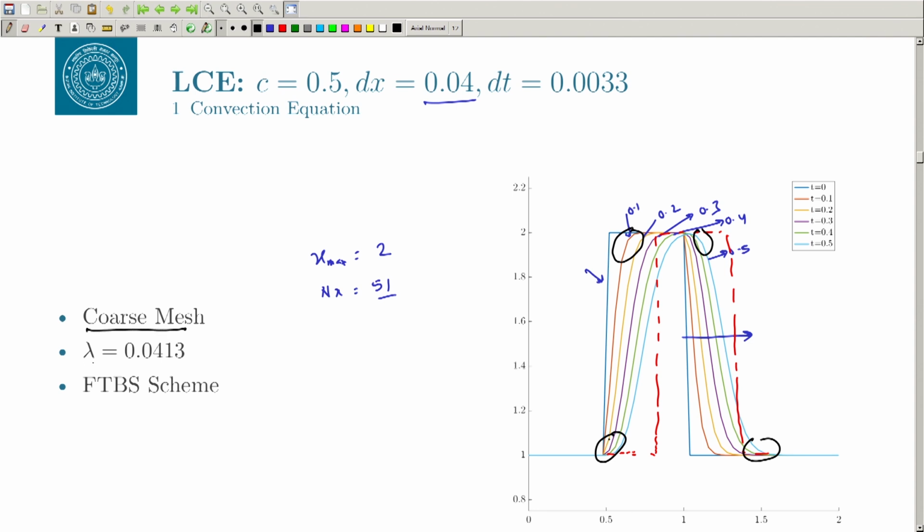Remember this lambda, which is the Courant number, is still very small. The coarse mesh gives you a solution which is very diffused, and that is why the grid independence test is necessary. That means your solution is not changing as you refine the grid. If you use a coarse mesh, the solution may converge also, but it will not be accurate. That is the learning from this part.